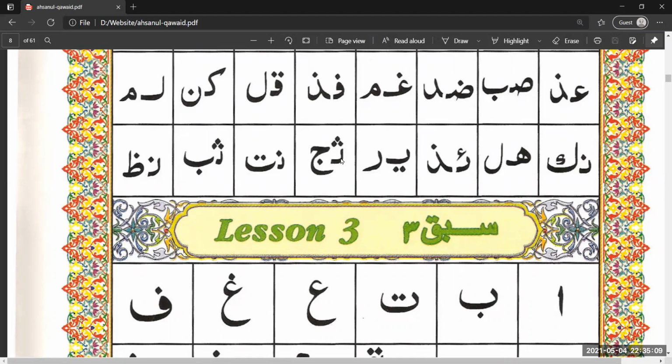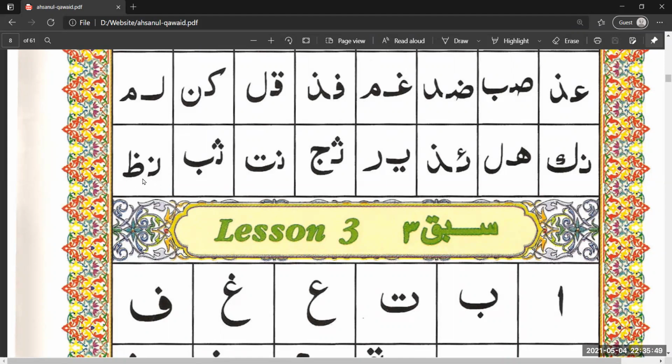Next letter is fa, jim, faj. Next one, noon, ta, net. Next one, three dots on top is a fa. So we have a fa, ba, thab. And last one is a noon, va, nav.